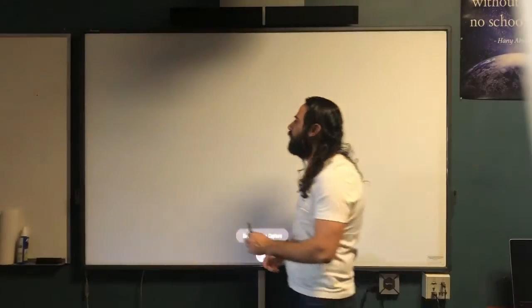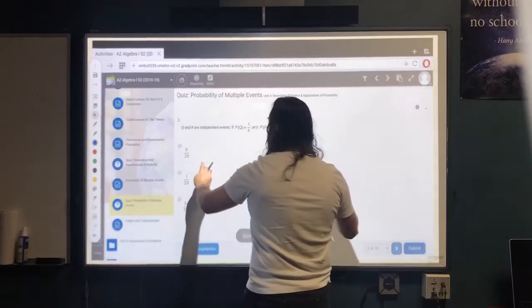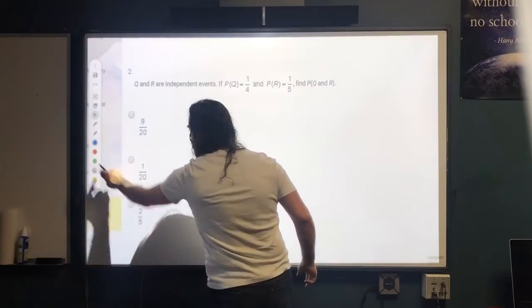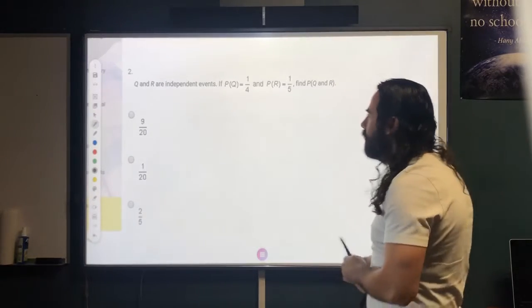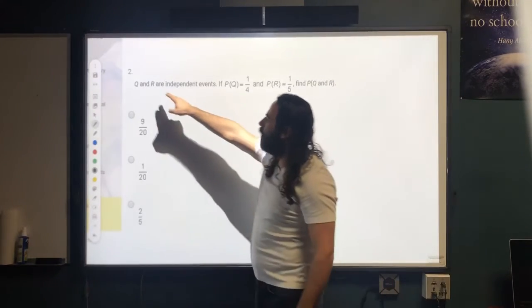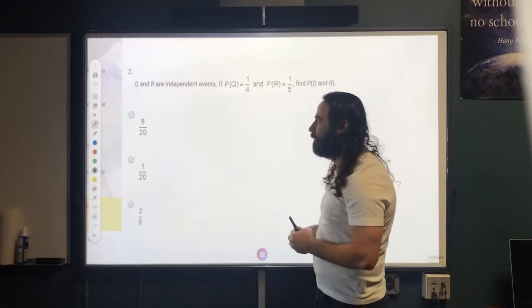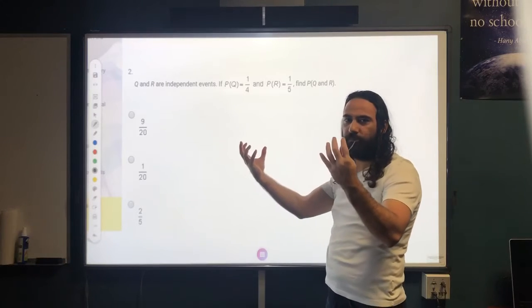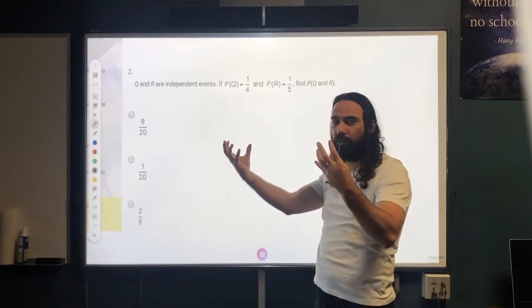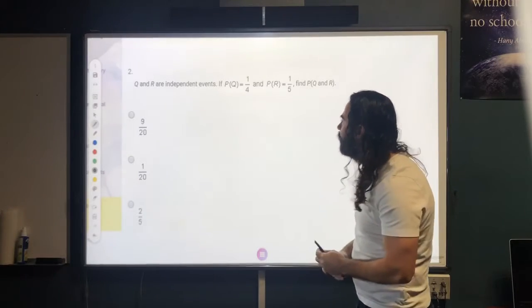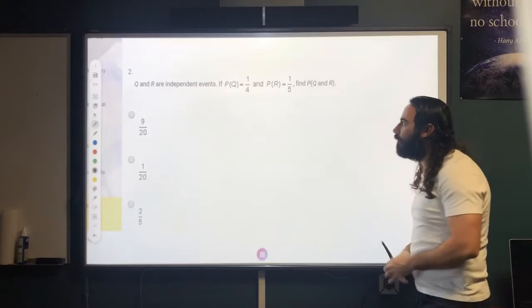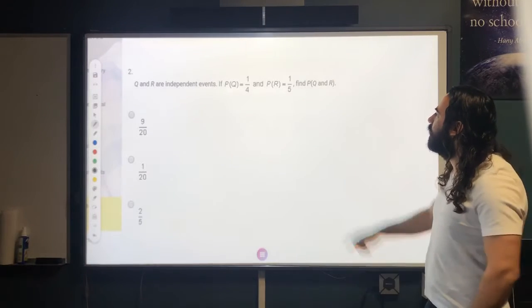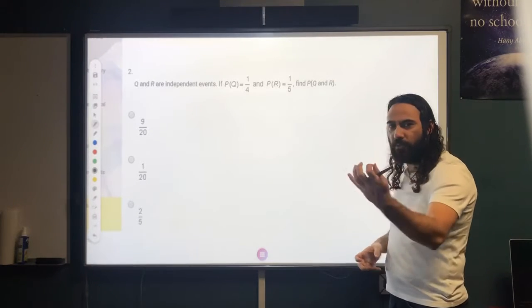The next question, guys, this subject is easy, just focus and learn and understand. Math is all about understanding. Q and R are independent events. Q and R independent, which means Q doesn't affect R or R doesn't affect Q. If the probability of Q is 1/4 and the probability of R is 1/5, find Q and R. So we need to find 1 and 2.